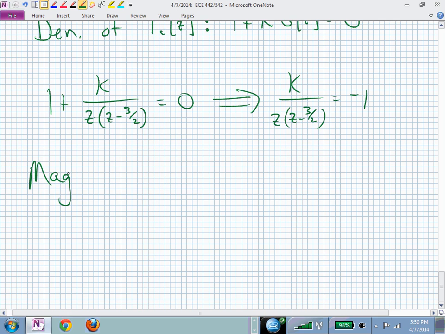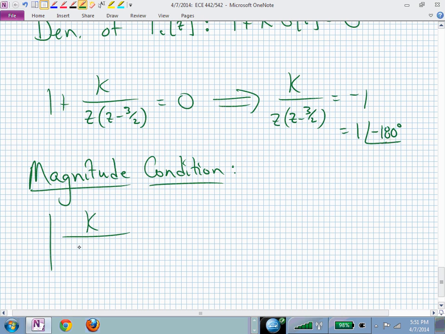We have two conditions, don't we, from that quantity equaling minus 1. We have a magnitude condition and an angle condition. This is really 1 at minus 180 degrees. So we can look at two different conditions for K over z times z minus 3/2. We have the magnitude condition that we are going to use to find K, which says then that we want the magnitude of K over z times z minus 3/2 to equal 1. That's the magnitude condition.